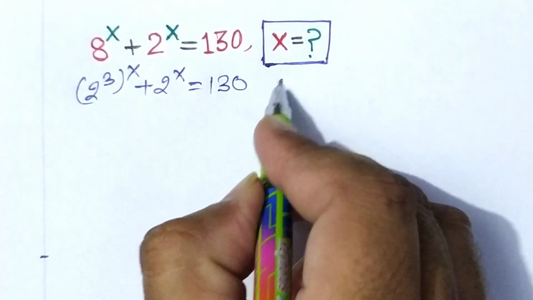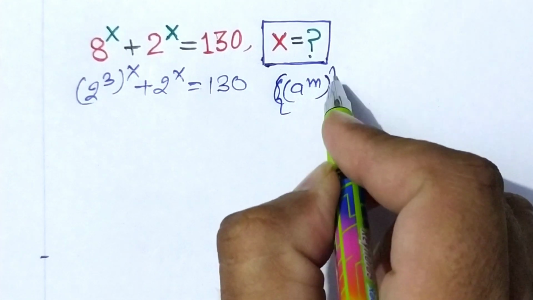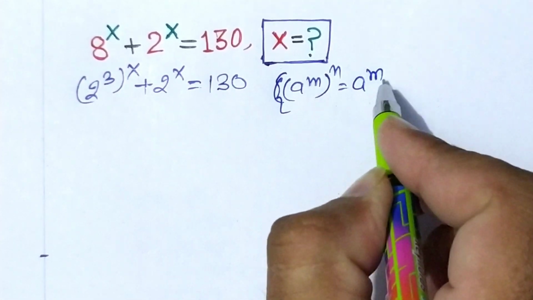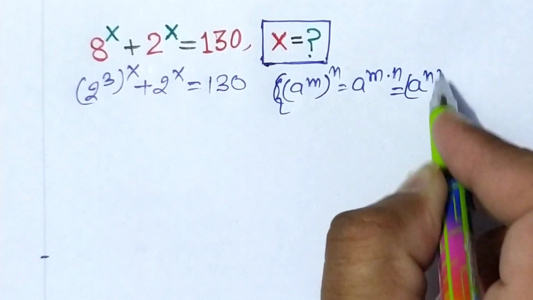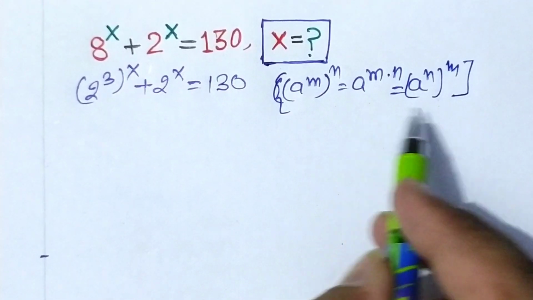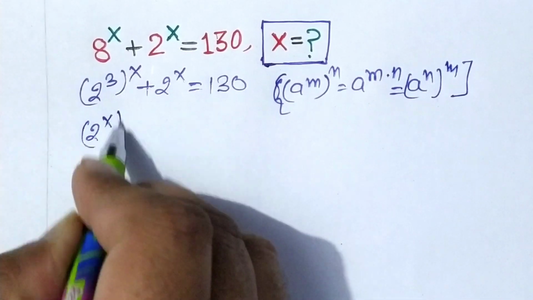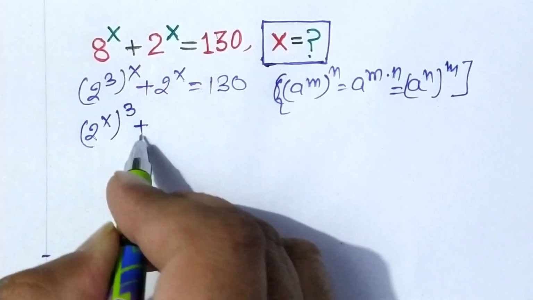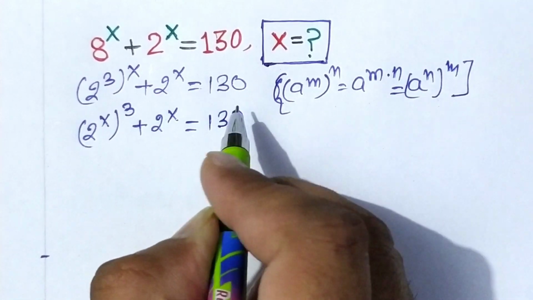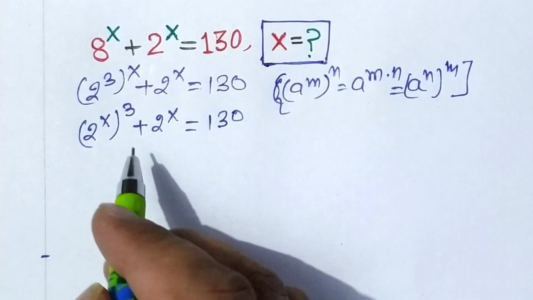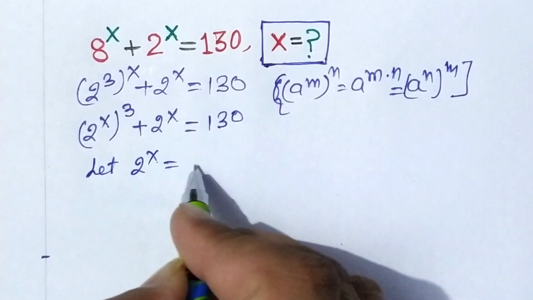We know that (a to the power of m) to the power of n is equal to a to the power of m into n, which is equal to (a to the power of n) to the power of m. By using this formula, we can write (2 to the power of x) to the power of 3 plus 2 to the power of x is equal to 130. Here, exchange of power. Let 2 to the power of x be equal to y.